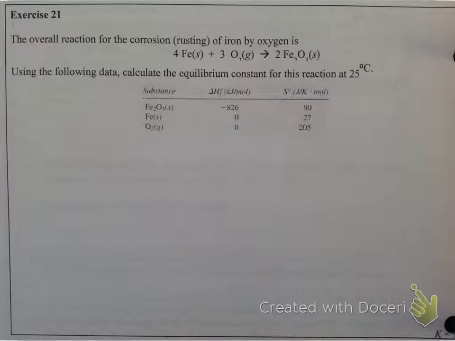Alrighty. For this one, for the overall reaction, we want to find the equilibrium constant. So we need to find K. The equation that uses that is delta G equals negative RT ln K. So go ahead and try it, and then come back when you're done.